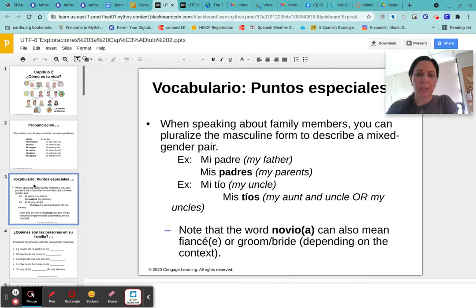And then it talks about puntos especiales. When speaking about family members, you can pluralize the masculine to describe a mixed gender. Like mi padre is my father. Mis padres are my parents. Mi tío is my uncle. Mis tíos are my aunt and uncle. Or it could be my uncles, but usually it's mixed. Same with hermano or hermanos. That's going to be a mix, like siblings.